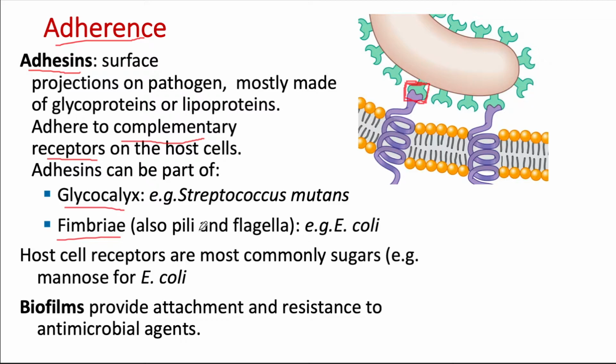Host cell receptors are mostly sugars or combinations of them. So you may have a glycoprotein, which is sugar and protein combined. And these are the attachment sites to which the pathogens will adhere. Biofilms also help pathogens to attach to host cells. And with biofilms, it gives them more resistance as well to treatment with antimicrobial drugs.